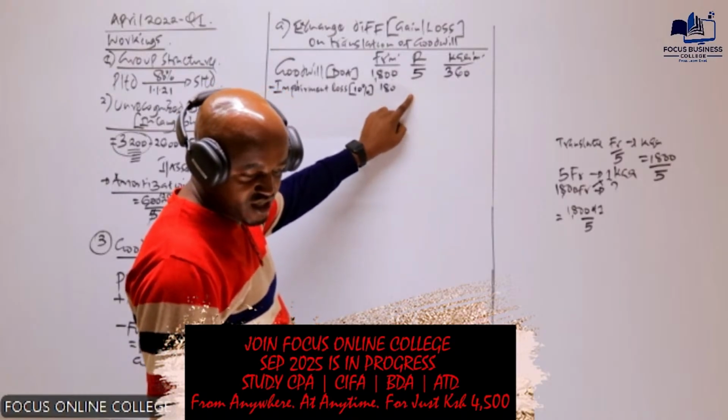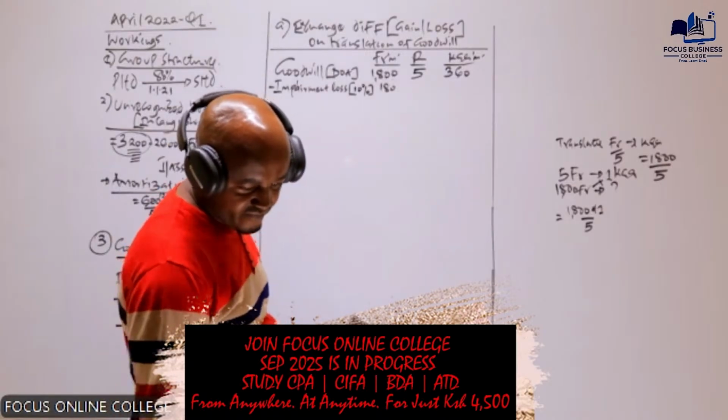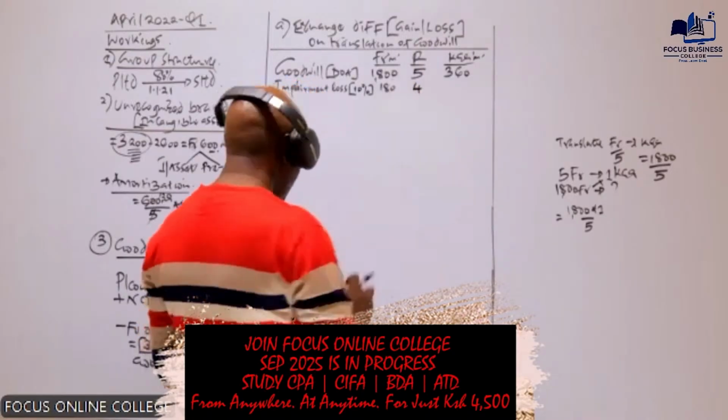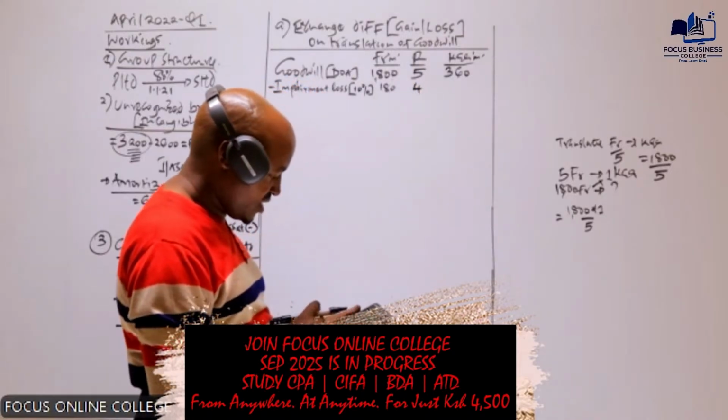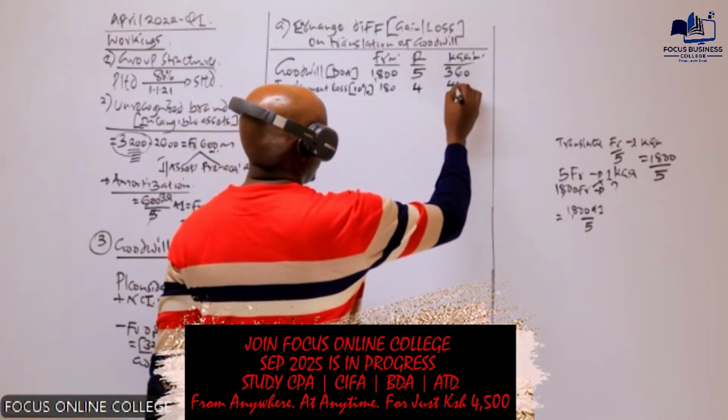The average exchange rate as per note number 5 is 4. So we take this divided by 4. What do we get? 180 divided by 4. That will give us 45.